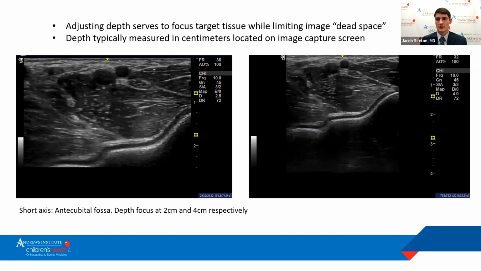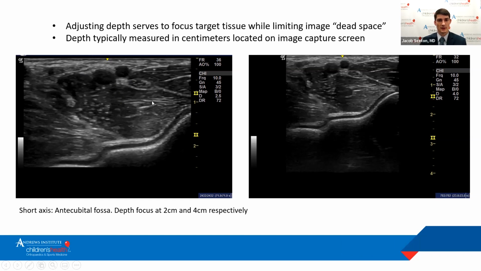So these are two images of the antecubital fossa. It shows a great example of how depth is important in diagnostic ultrasound. The image on the left is an optimal depth for this study. In particular, I was focusing on the median nerve at this point. So there would be this structure right here. I have some hypoechoic elements here, likely representing blood vessels. I also know that this is cut in half. It looks like short axis, so I know it's a short axis view.